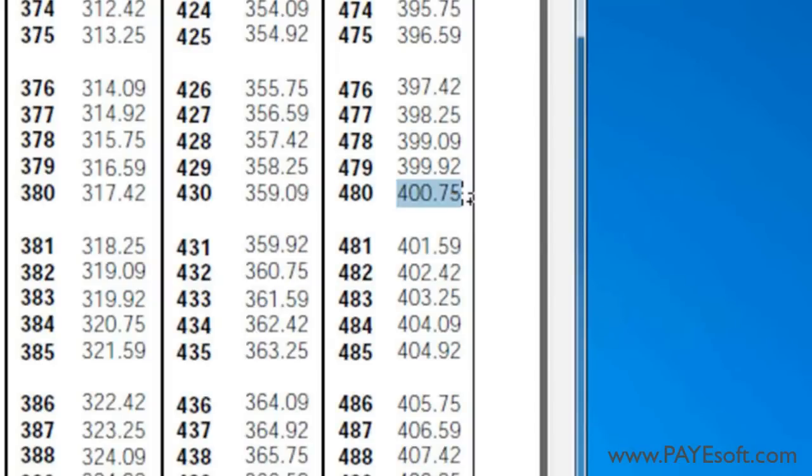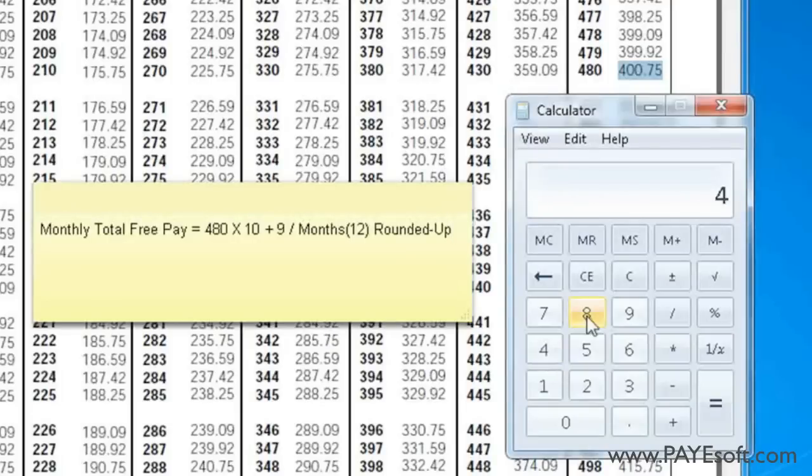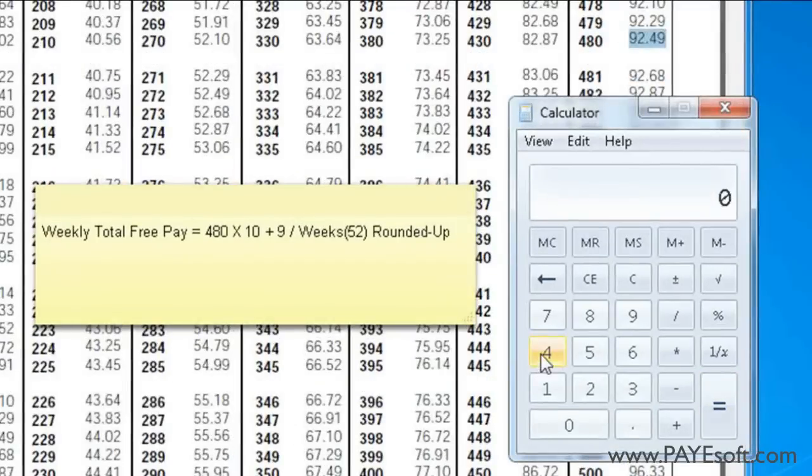Using a calculator instead of the tables, you can work out tax codes under 501 this way. 480 times 10 plus 9, divided by 12 for the months, and rounded up. For weekly, this would be 480 times 10 plus 9, divided by 52 for the weeks, and then rounded up.